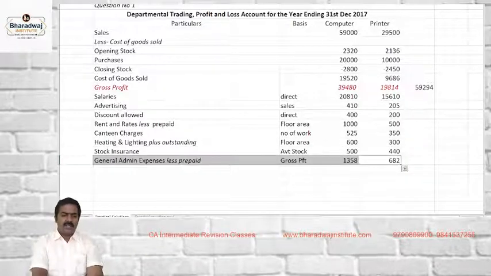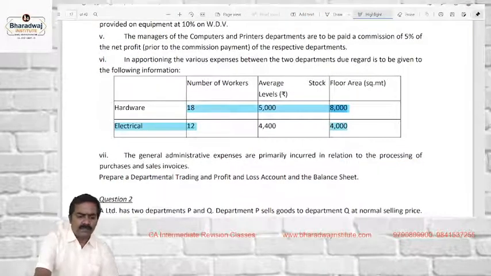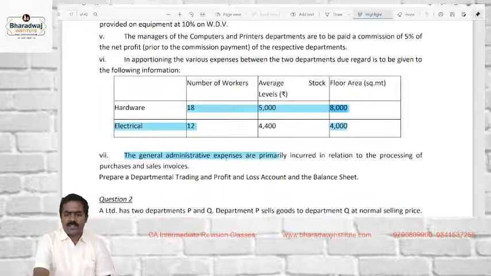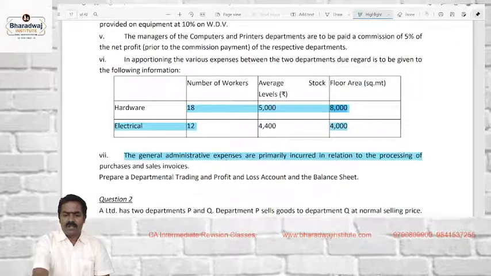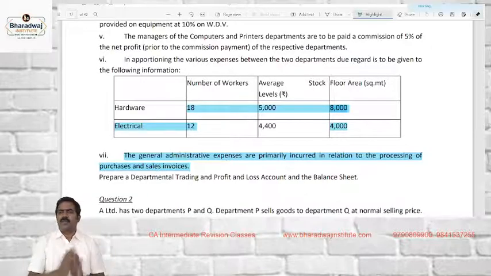Then, general expenses. Pay attention. Look at point number 7. General expenses primarily incurred in relation to what? Processing of purchases as well as what? Sales invoices. It is not separately given for purchases or sales. It is given together.